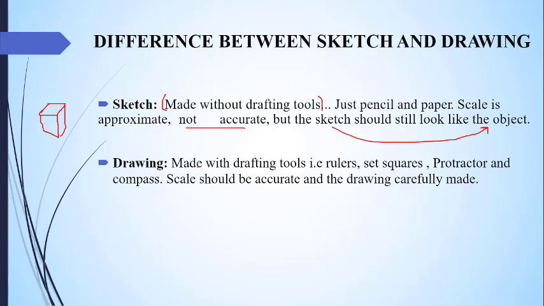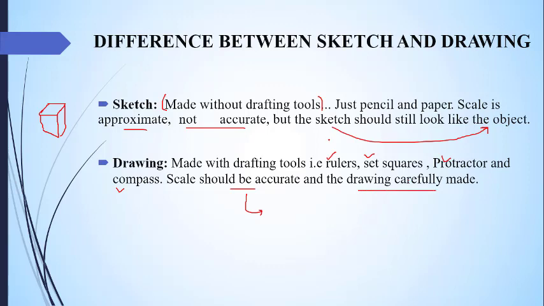But a drawing is made with drafting tools, that is ruler, set squares, protractor and compass. In the drawing these tools must be used. Scale should be accurate and the drawing carefully made. In the first topic, that is sketch, there is approximate scale, while in the drawing scale should be accurate and the drawing must be drawn carefully.